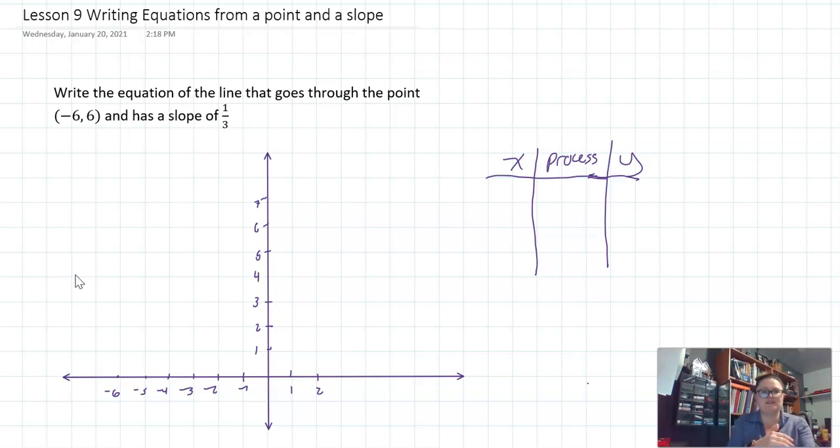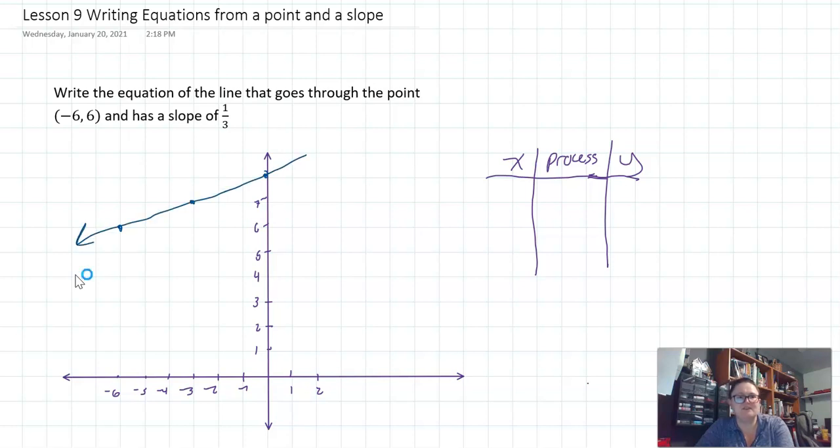So if I say write the equation of a line that goes through the point (-6, 6) and has a slope of 1/3, hopefully you would be able to make that line on a graph if you needed to. You could plot (-6, 6), and if you know the slope is 1/3, you know that line's going to go up 1 and over 3, and it's just going to keep going up 1 and over 3. So you'd have a line that looked kind of like that.